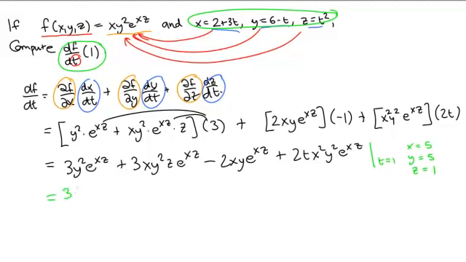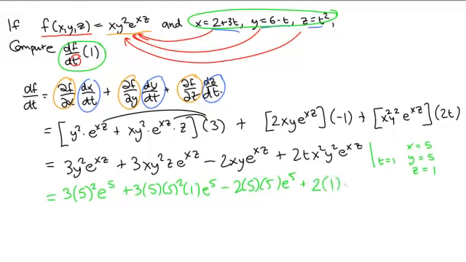So we're going to have 3 times 5 squared times e to the 5 times 1 plus 3 times 5 squared times 1 times e to the 5 times 1 minus 2 times 5 times e to the 5 plus t times 2 times t, which is 1, times 25, 5 squared, times 5 squared, times e to the 5. So what will that give us?